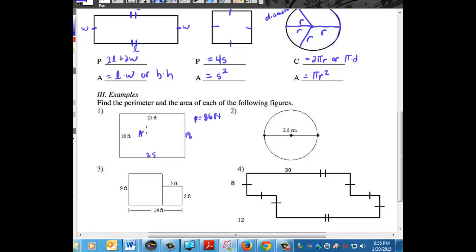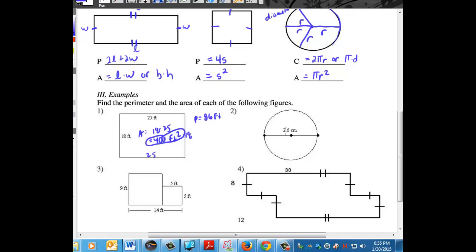To find the area, we just take 18 times 25, and that's going to be 450. And remember that area is going to be squared, so it's feet squared. Why is it squared? Well, feet times feet is feet squared, just like x times x is x squared.